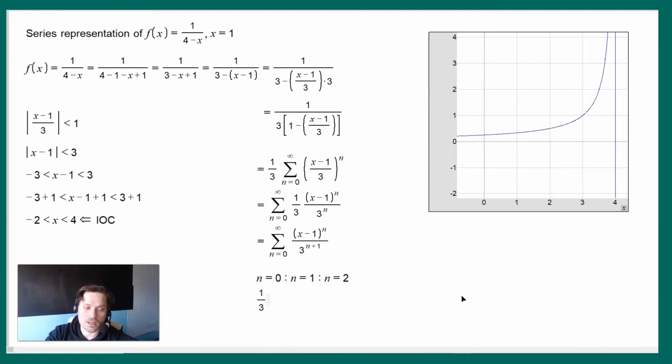When n is 1, it's x minus 1 to the first, over 3 to the 1 plus 1, which is 2, so 3 squared is 9. In other words, x minus 1 over 9. Let's do one more, n equals 2. So plus, when n is 2, it's x minus 1 squared over 3 to the 2 plus 1, which is 3. 3 to the third is 27, and you get 27 in this position.